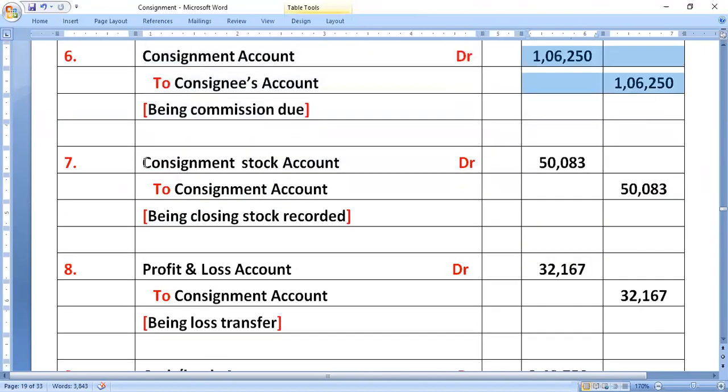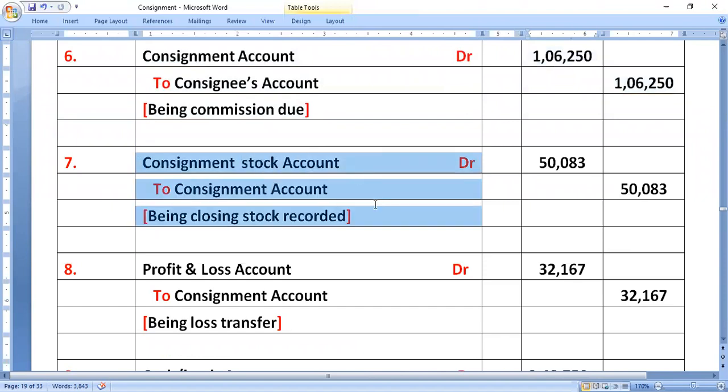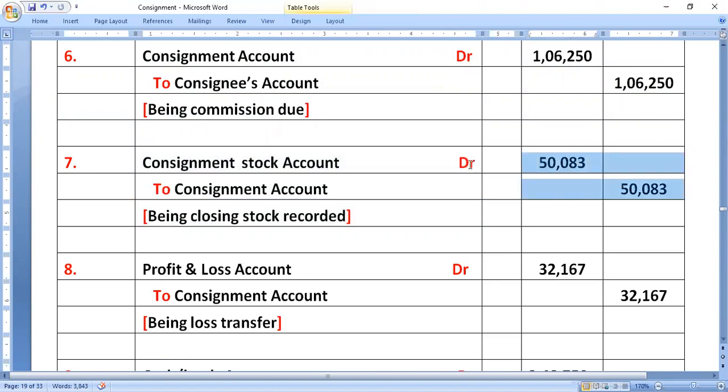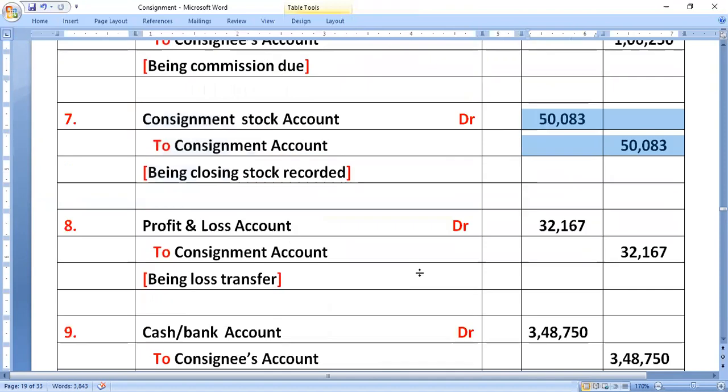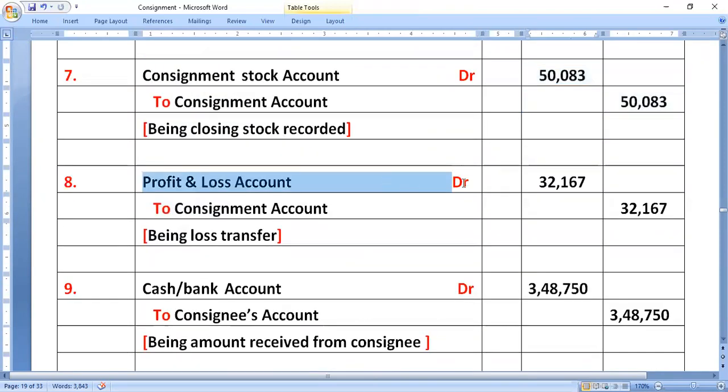Then Consignment Stock Account debit to Consignment Account, being closing stock recorded. Already we know the closing stock is 50,083. Already we have calculated. After that, profit on consignment. So Profit and Loss Account debit to Consignment Account. Sorry, my dears, under this problem there is a loss being transferred. Profit and Loss Account debit to Consignment Account. The loss amount is rupees 32,167. Of course, the calculations go through the ledger account, my dears.